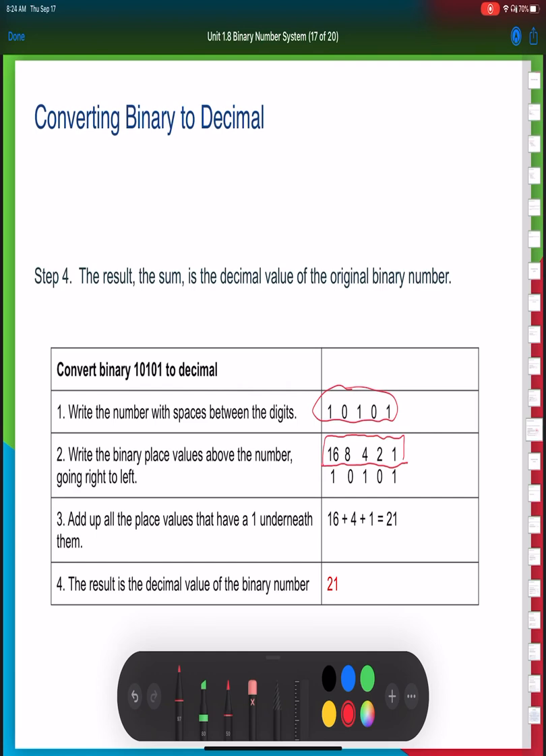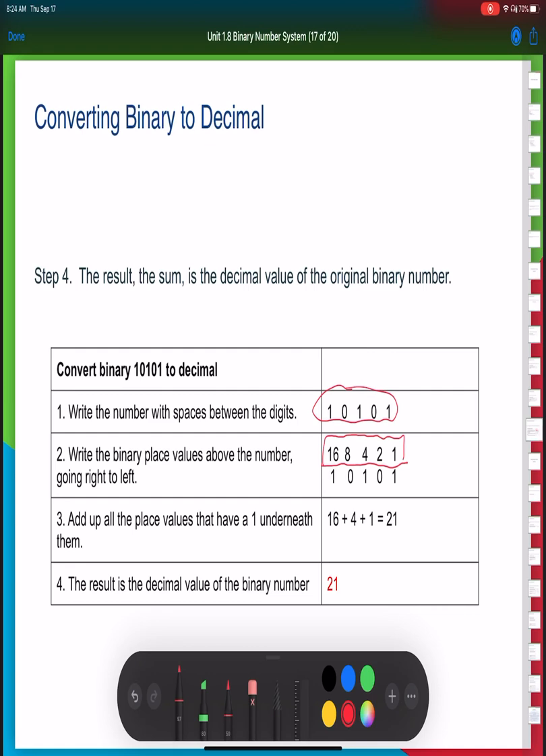So the first column is always going to be 1. The next column over is 2 times 1, so it's worth 2. The next column over will be 2 times 2, which is 4. The next column over will be 2 times 4, which is 8. And then the next column will be 2 times 8, which is 16.